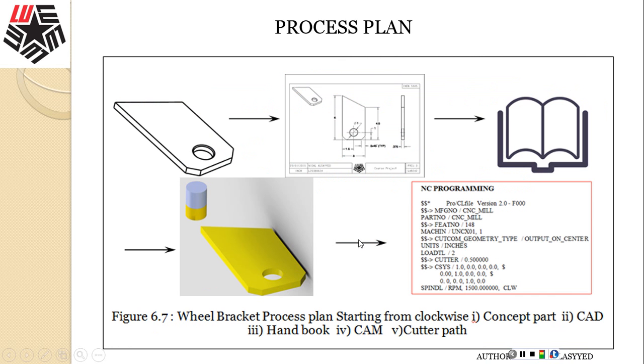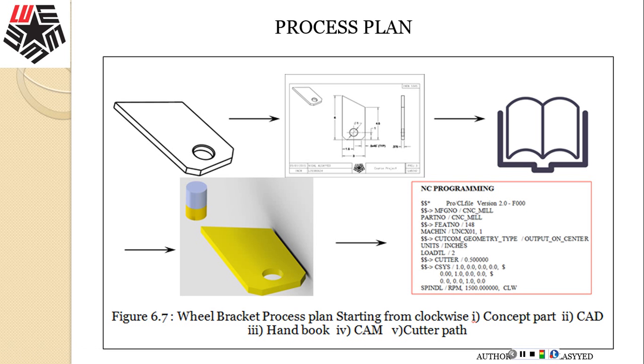Here's also a summary that I have provided, showing the NC programming and the steps clockwise, starting as per the way it has been presented to us in our class. So basically it's a wheel bracket process plan. It starts with a concept part, and then we apply the CAD program according to the NC programming code we use, and we apply the CREO manufacturing and the cutter path as discussed in the homework series that we have discussed in this class.